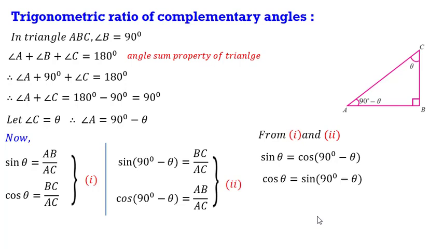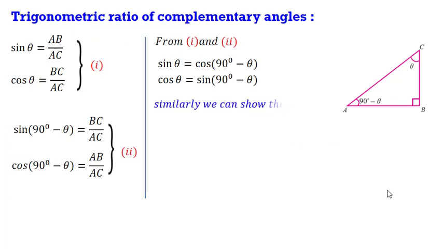And in the same way, we have cos theta is equal to sin 90 minus theta. So sin theta is cos 90 minus theta and cos theta is sin 90 minus theta. This is trigonometric ratios of complementary angle. Theta and 90 minus theta, they are complementary angles. And here we are getting one relation, that is sin theta is equal to cos 90 minus theta. And in the same way, cos theta is sin 90 minus theta.